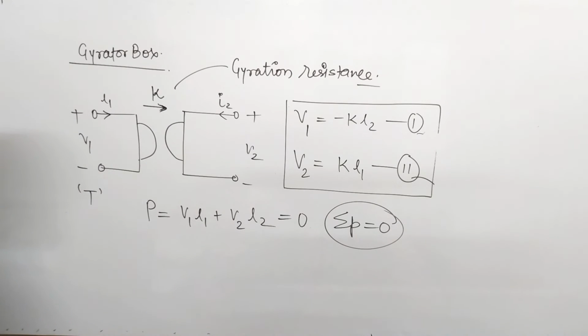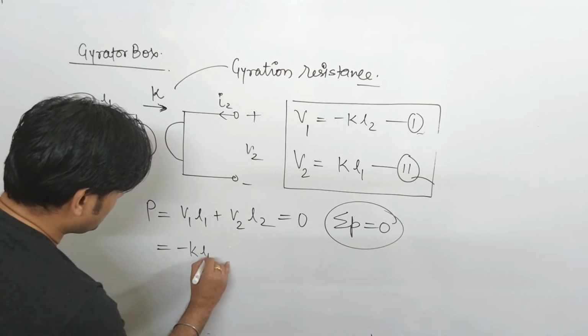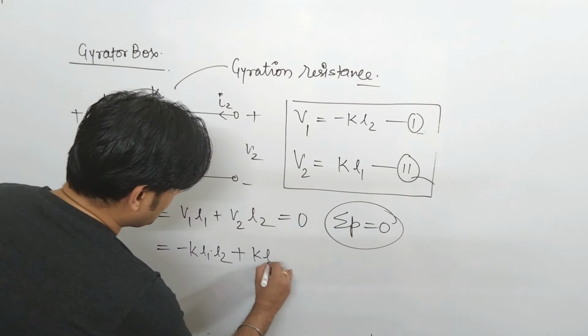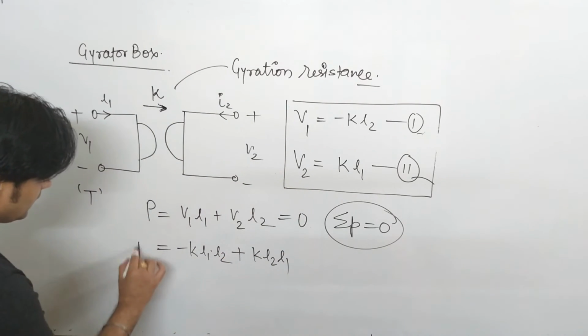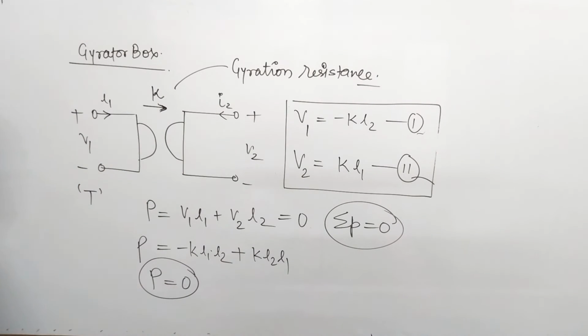Okay. So if you see, the value of V1 comes to be what? It is minus K I2 into I1. If you put the value of V2, it is K I1 into I2. So that means P comes to be what? 0. It means there is no loss in the transformation through the gyration resistance, and that's why this device is referred to as lossless. The value of P comes to be 0.